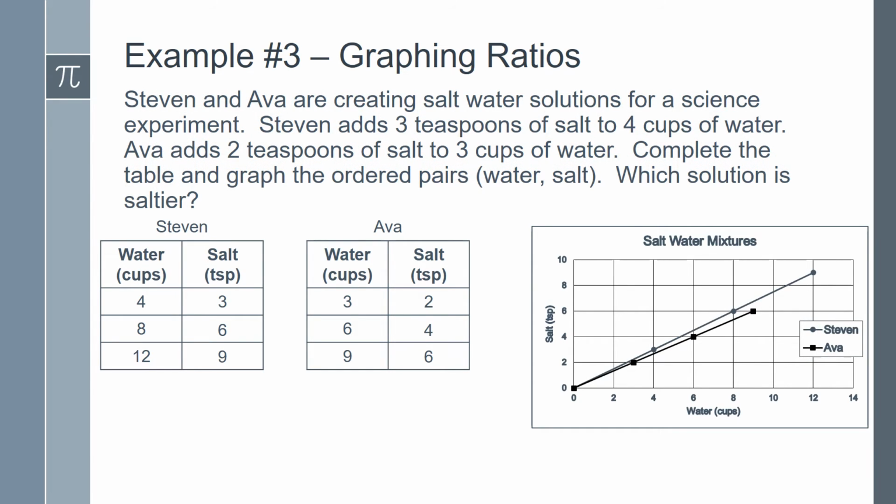If we take a look at the lines, we notice that Steven's graph rises more sharply than Ava's. This means that Steven's graph has more salt in it for each cup of water. So this tells us that Steven's graph is steeper, so his mixture is saltier.